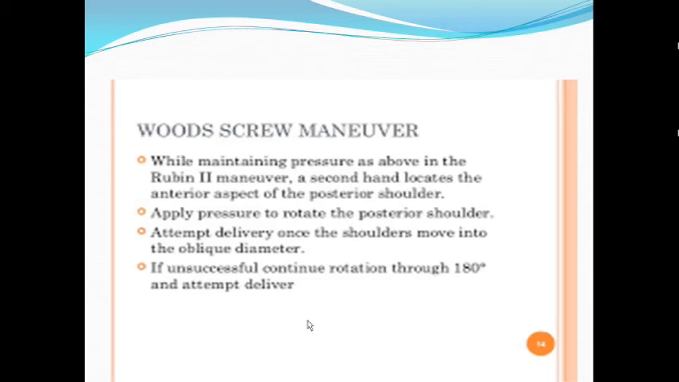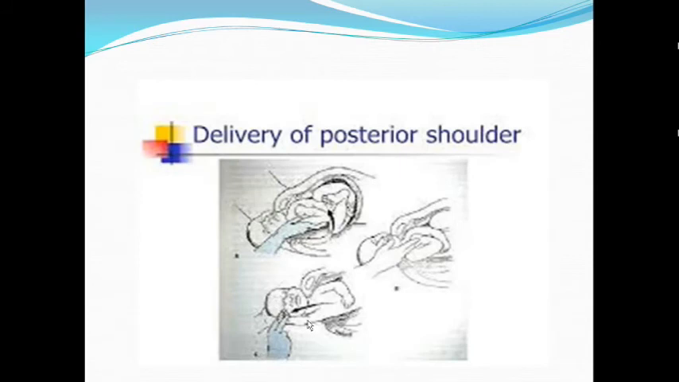Same here, with both hands you push the shoulders and rotate by 180 degrees, or sometimes only by pushing it 90 degrees, and the baby delivers. And if not able, then push it completely 180 degrees. So what happens when you do this? When the posterior shoulder comes anteriorly and the anterior shoulder comes posteriorly, the diameter decreases and you are able to deliver the hand.